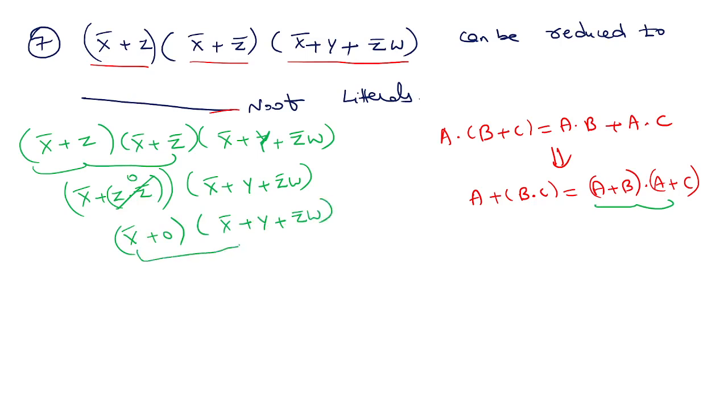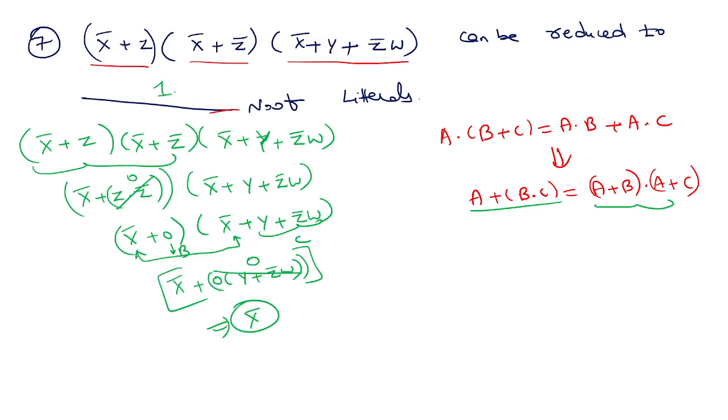Again, you see these two are the same, like A plus B into A plus C is A plus BC. So x complement plus, here this is B, this entire thing is C, 0 into y plus this is your final expression. 0 into everything is 0, x bar. So 1 is the right answer.